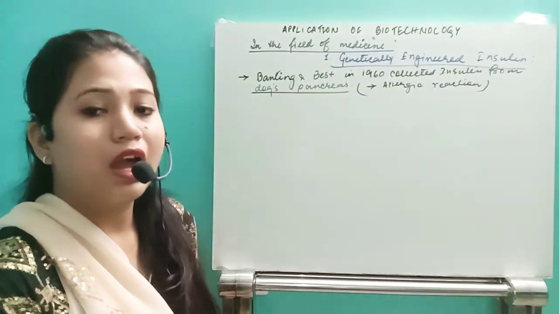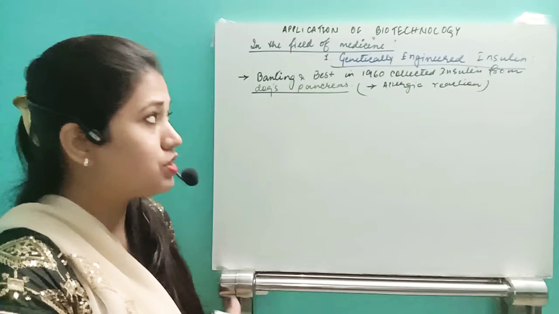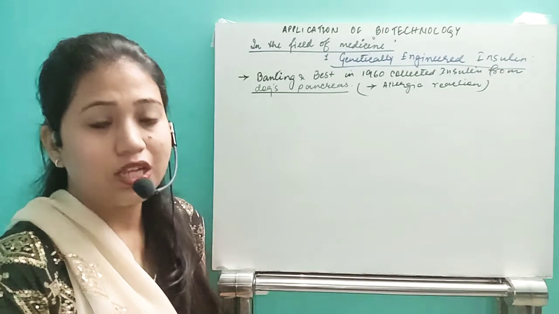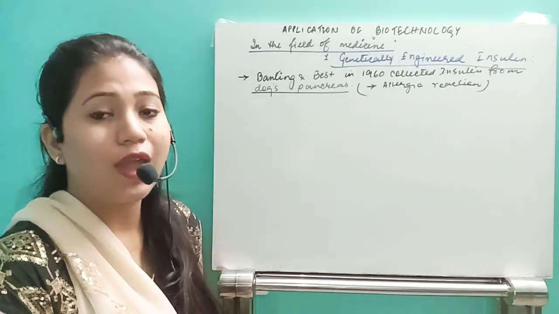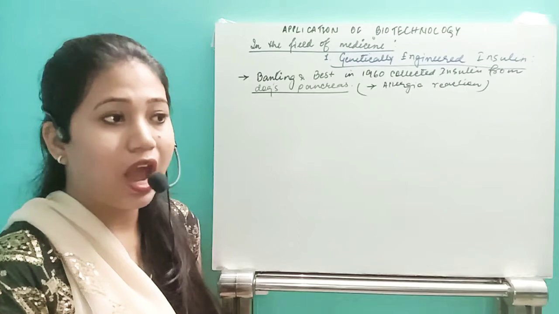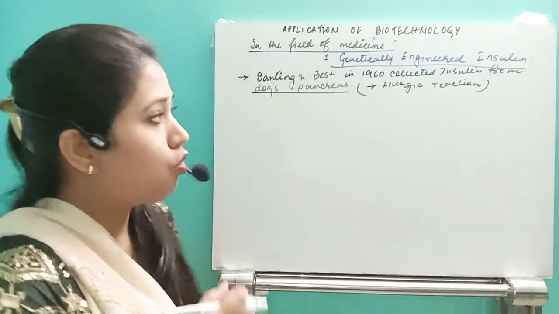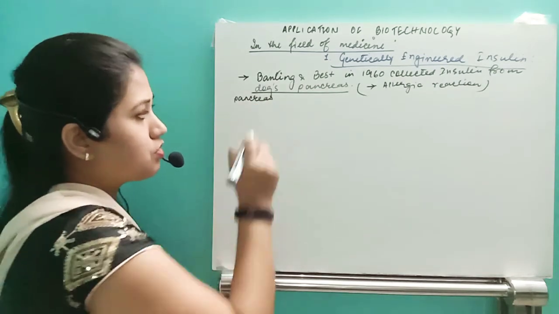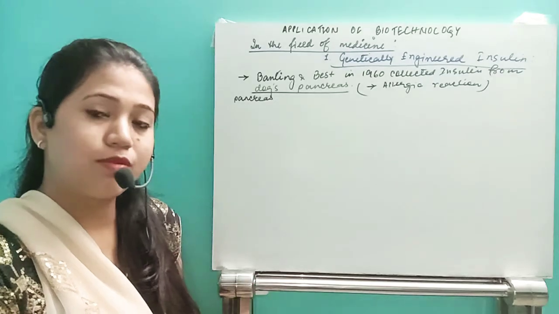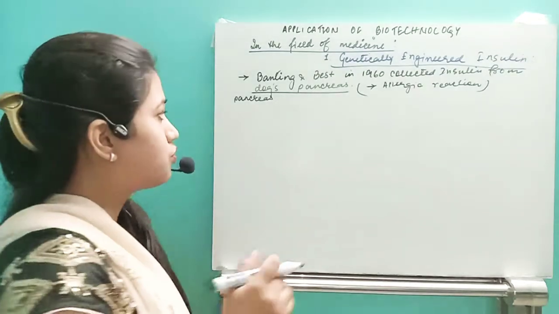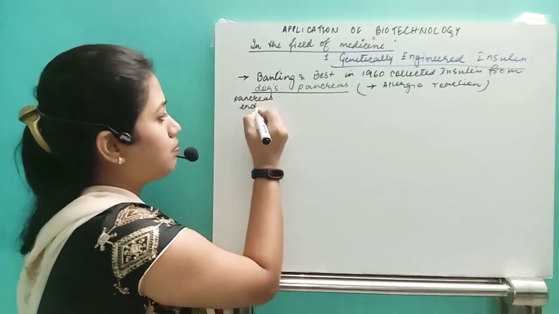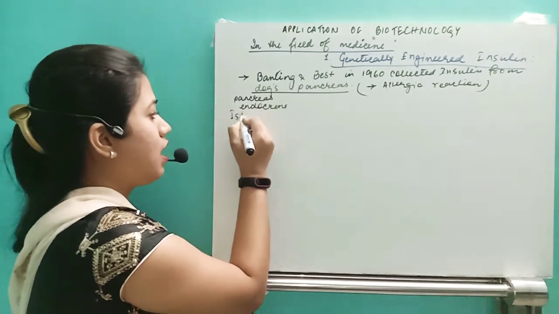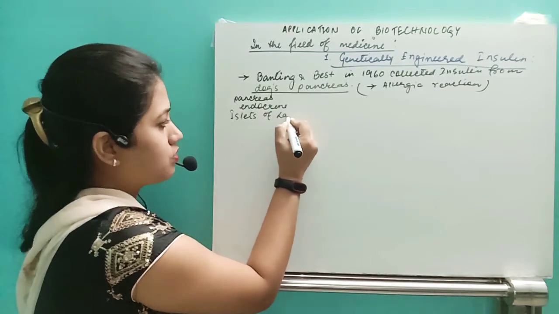So that's why in 1985 for the first time genetically engineered insulin was constructed. Before coming to the genetically engineered insulin, we will see first of all how insulin is produced in our body. Who is producing insulin? This is the pancreas. We know that the pancreas is a dual organ, that means it has an exocrine part and an endocrine part. What is the endocrine part of the pancreas known as? This is known as the islets of Langerhans.